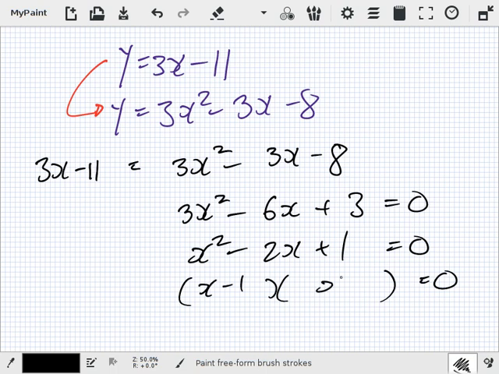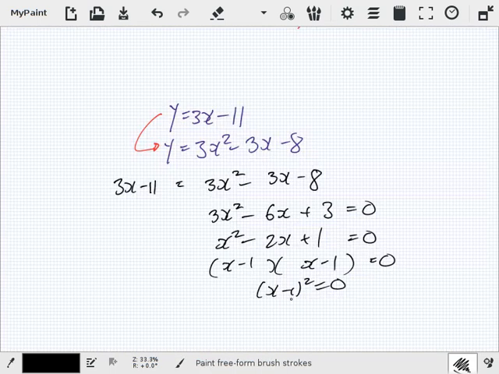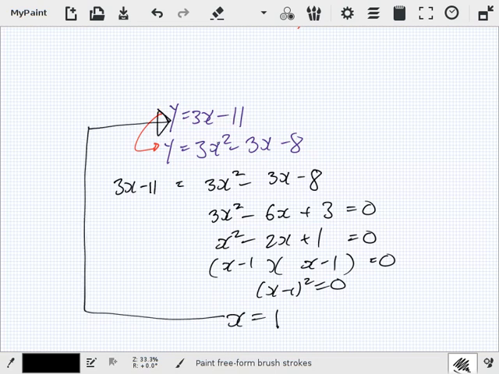Minus y minus... Yeah? Or in other words, if you want, it's like that. So there's actually only one solution here. X equals 1. If I put that back in here, 3 minus 11 is minus 8? Yeah.